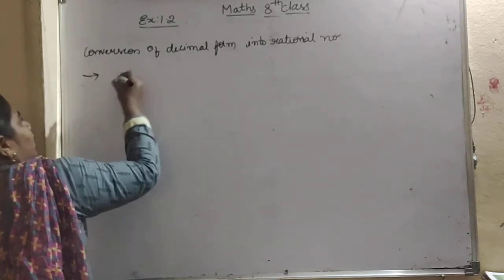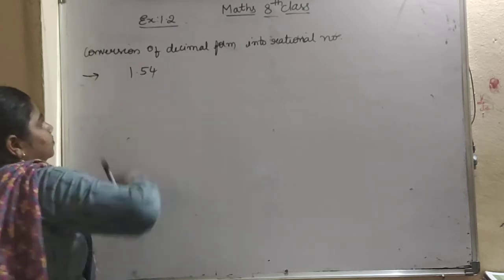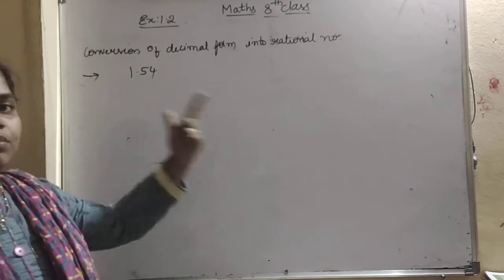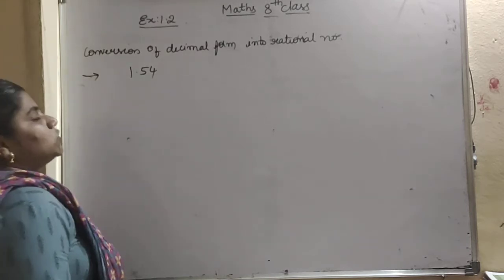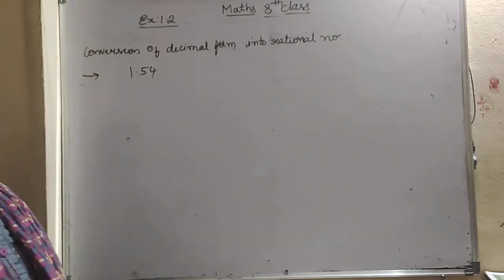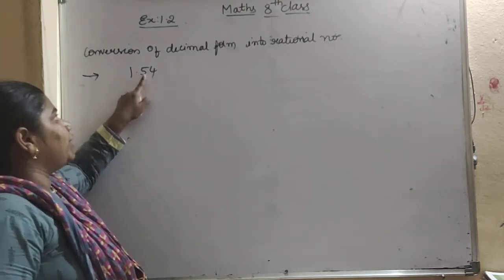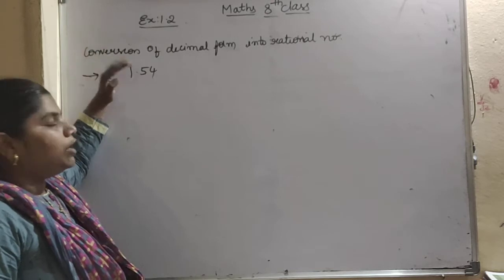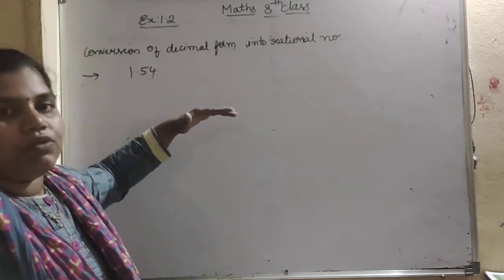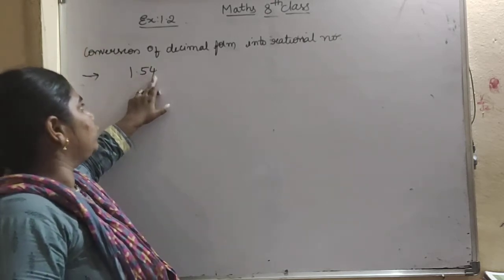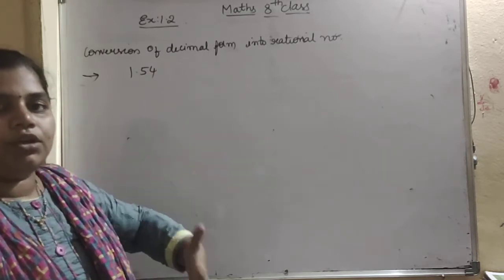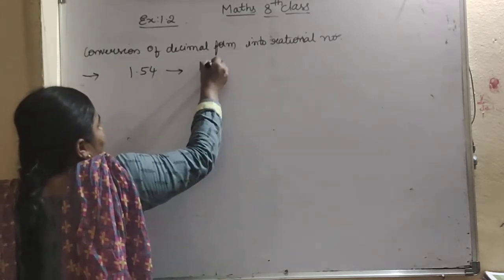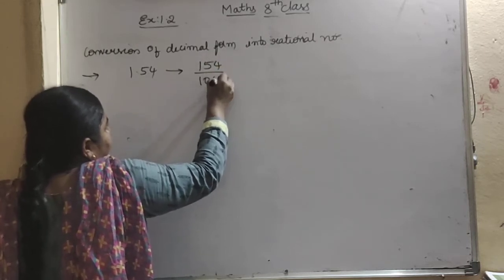So here I am taking a number as 1.54. Okay, so this is a decimal number. I want to convert this number into rational form. So how to convert this? Already we did in 7th class. After the point you are having two different digits. So if you are going to remove this point, in the denominator we have to divide with 100, because you are having two digits. That means in the denominator you should have two zeros. So we can write this as 154 by 100.